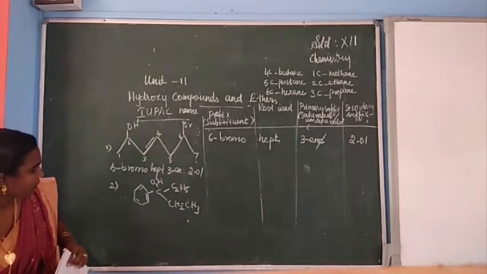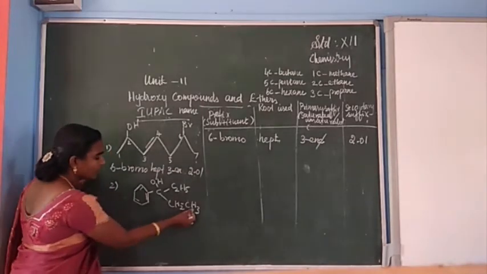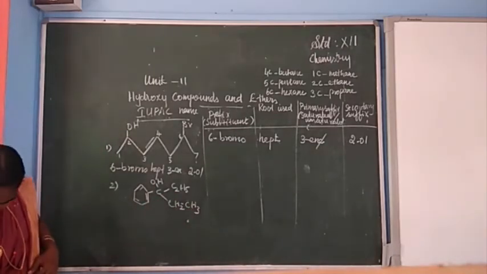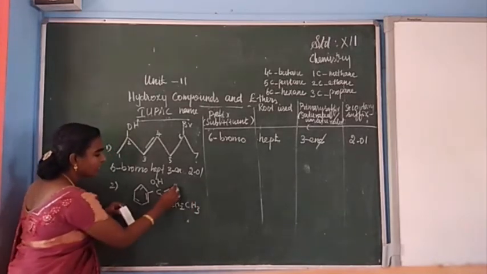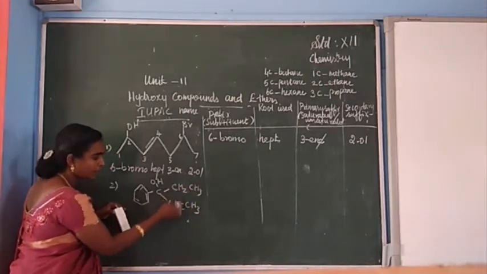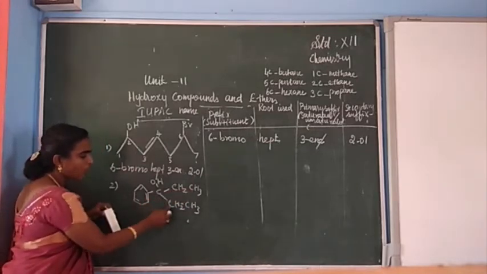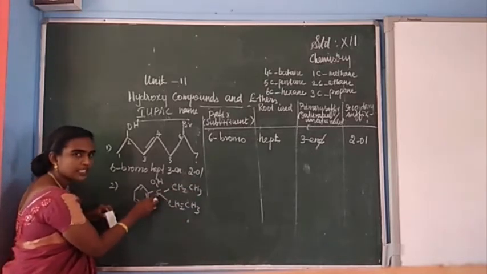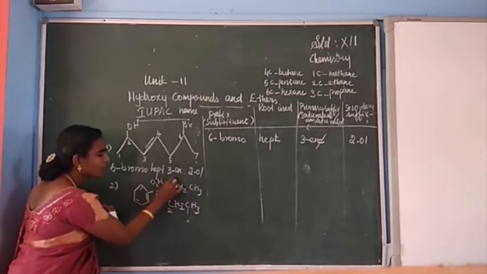Consider this compound. We have to select the longest carbon chain, isn't it? So here 1, 2, 3. This C2H5 we can write like this, CH2 CH3. So here also 2 carbon, 1, 2, 3, 4, 5 carbon is there. This way or this way we can write. In this way or in this way, this carbon is getting number 3. So select this way: 1, 2, 3, 4, 5.